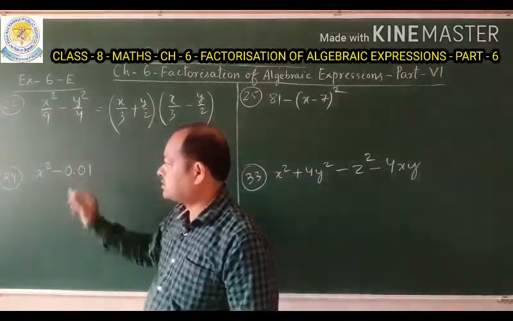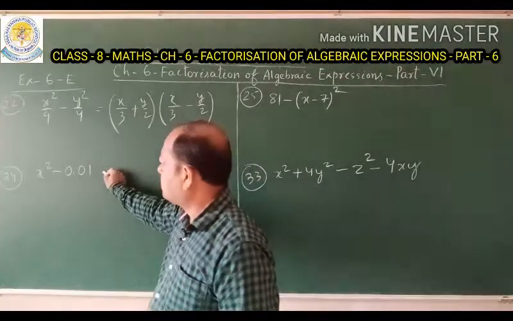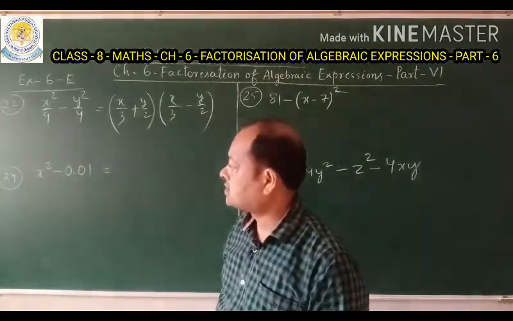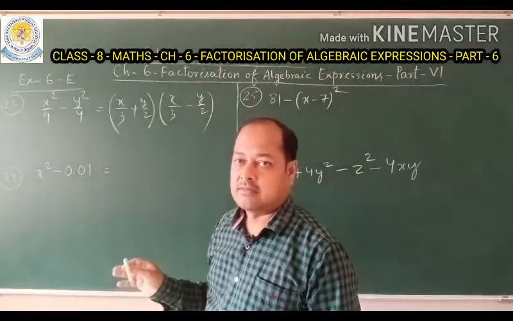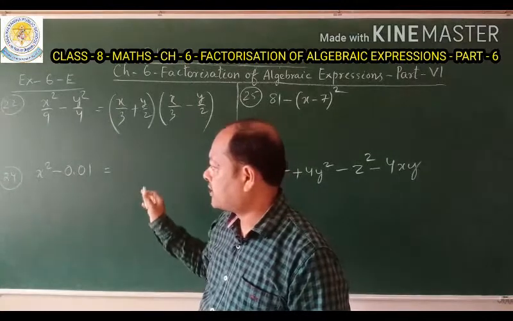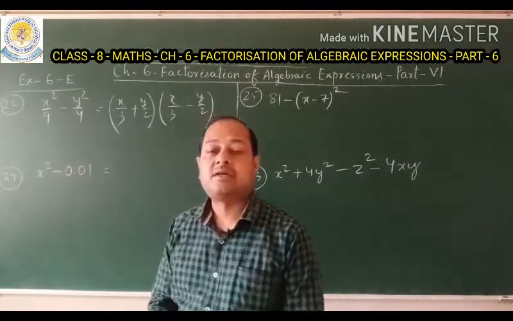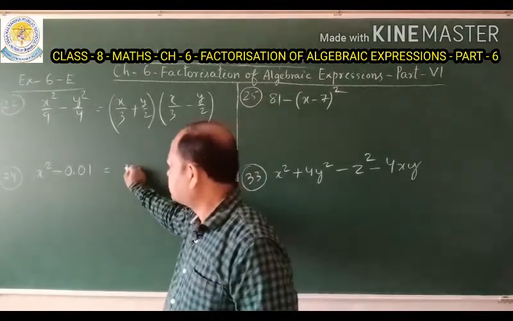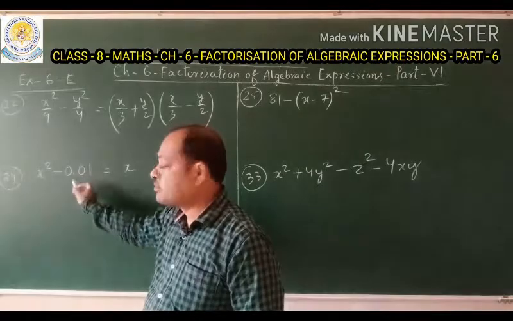Now look at this question, question number 24. Question number 24 says find out the factors of x square minus 0.01. So here we have to find out this algebraic expression. So x square is the square of x, okay, and look at this decimal number, that is 0.01.